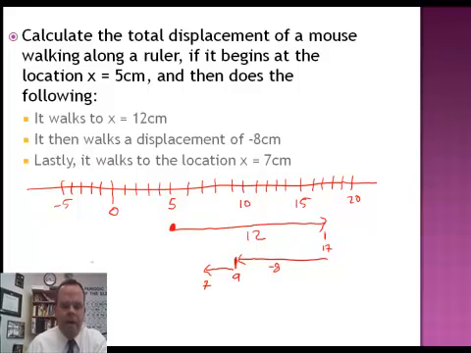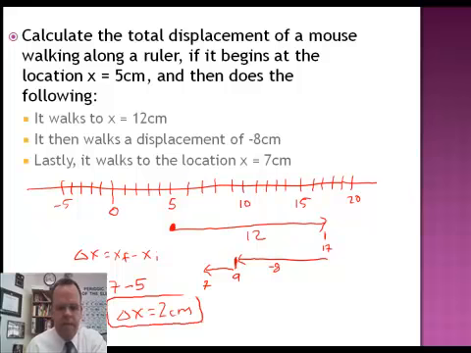We want to find the total displacement. So total displacement is starting position and final position, and we always do displacement. Anytime you have change in, it's final minus initial. So the final position minus the initial position will give us the displacement. In this case, our final position is 7. Our initial position is 5. So our displacement is a positive 2 centimeters.